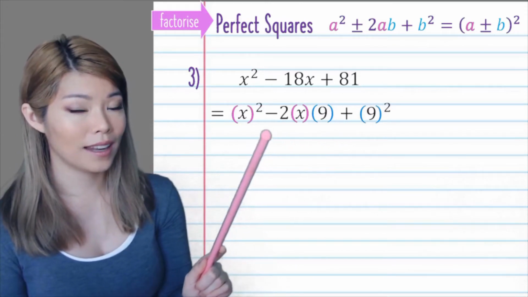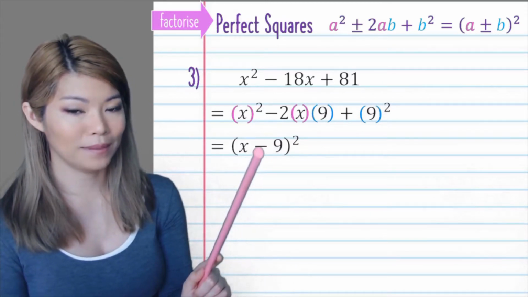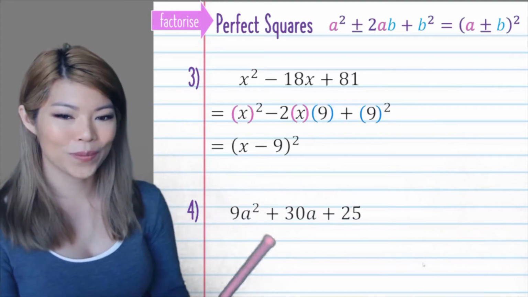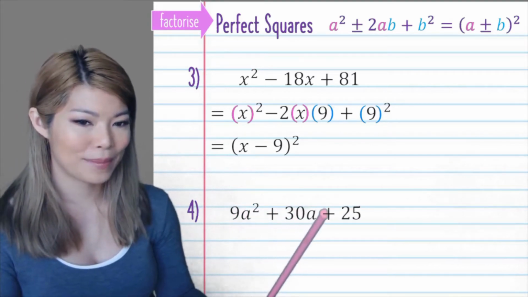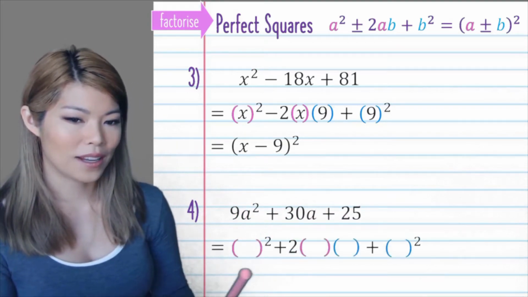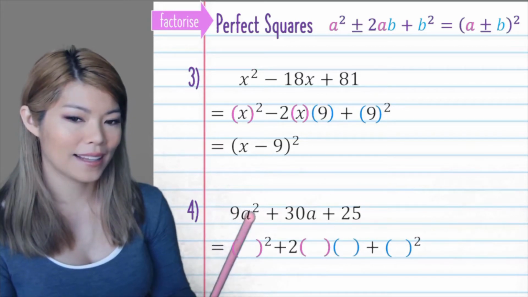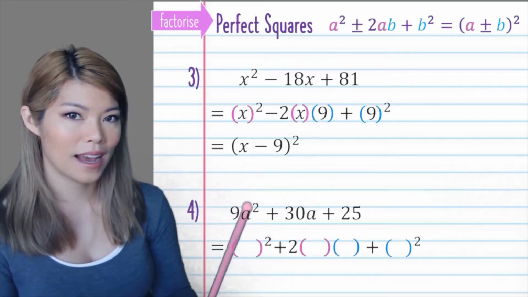And don't forget that it has a negative in between. Let's do one more: 9a squared plus 30a plus 25. Let's write the brackets. Now we notice that it has a number as well as our pronumeral.